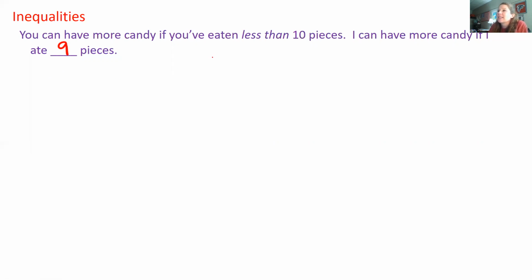All right. So basically, we can have more candy if the number of candy we've already eaten is less than 10, right? So in a number line, here would be 10, here would be 9, here would be 11. If I've eaten not 10, but less than 10. Okay.